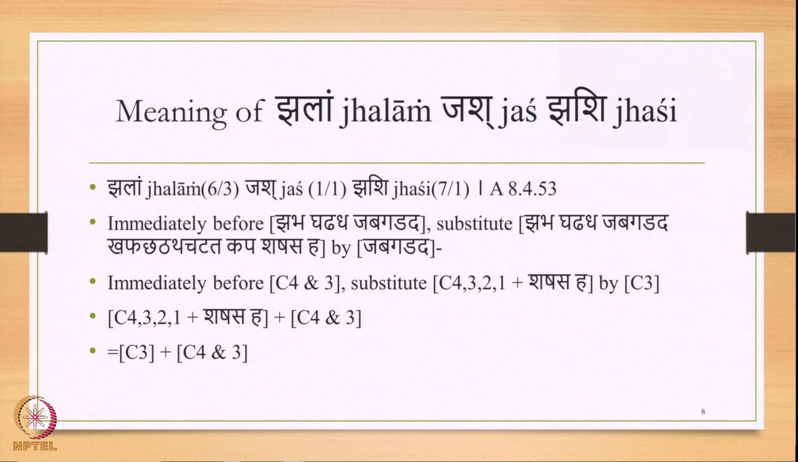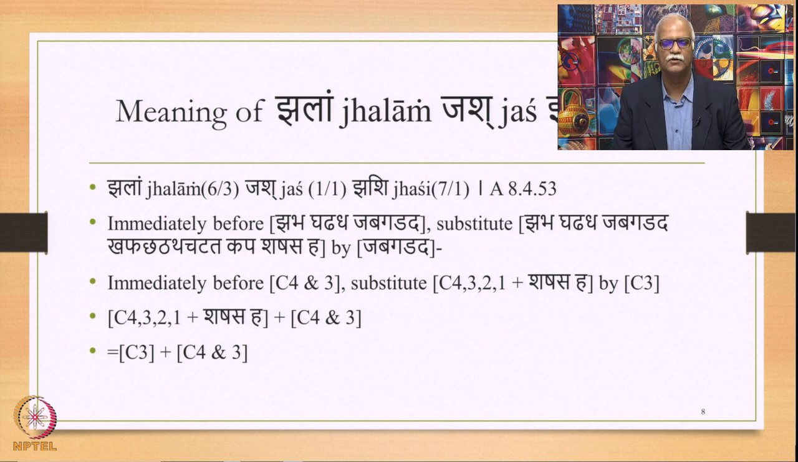jha-bha-gha-dha-dha and jha-bha-gha-dha-dha, substitute jha-bha-gha-dha-dha by jha-bha-gha-dha-dha. So if you want to convert this into the column information in the traditional sound inventory, we will rewrite this meaning in the following manner. We will say immediately before consonant 4 and 3, substitute consonants in column 4, 3, 2 and 1 plus sha sha sa by consonants in column 3.